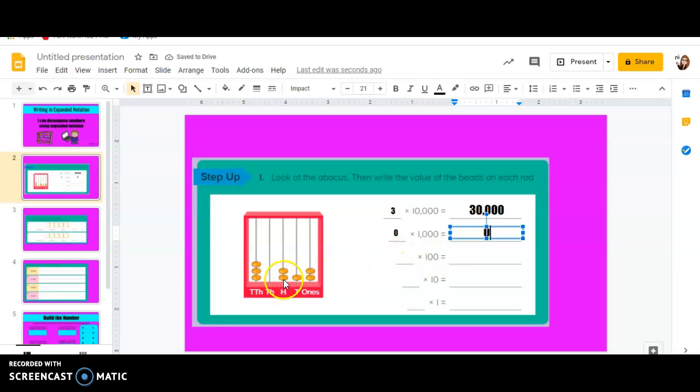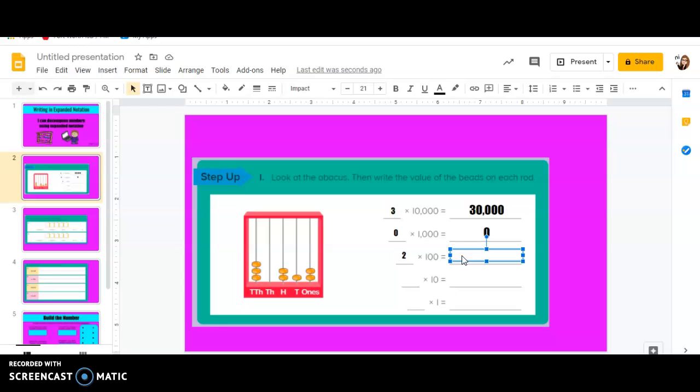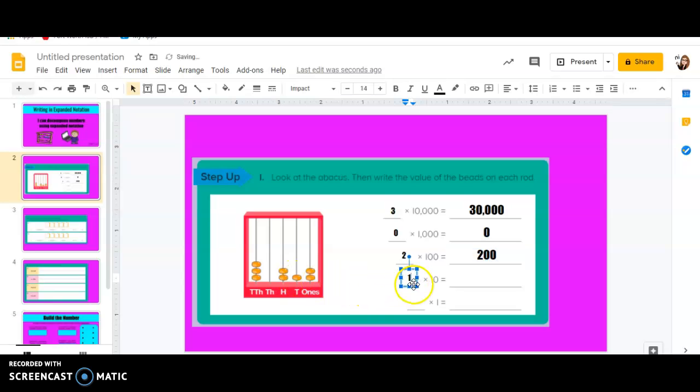And so now we move on to our next place value, which is the hundreds. In the hundreds place, I have 1, 2. So the digit that's represented in the hundreds place is the number 2. If we have 2 hundreds in our hundreds place, we have 100 plus 100, so our value would be 200. And so we move to our next place value, our tens. In the tens place, we have 1 bead representing the digit 1. For 1 times 10, our value equals 10.